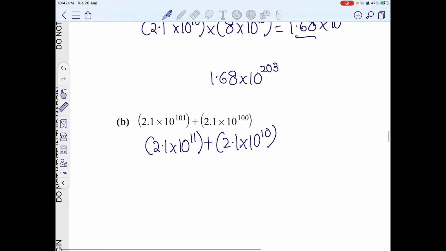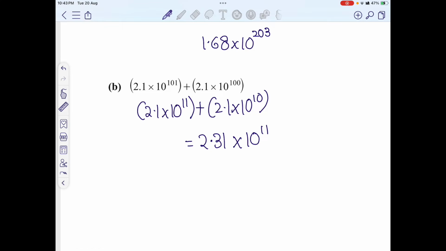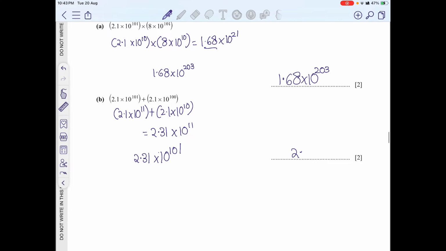When you do this, 2.1 times 10 raised to 11, be careful, it's addition. And then 2.1 times 10 raised to 10 gives me 2.31 times 10 raised to 11. So if I use the larger power, the sum will remain the same, but what will change is that here 11 is the largest power, so it's going to be 101. 2.31 times 10 raised to 101. I hope this is clear.